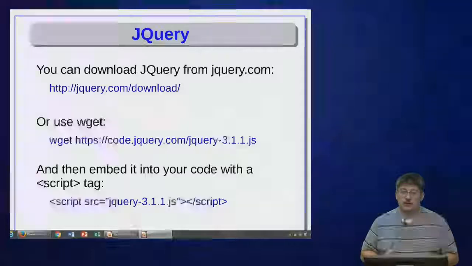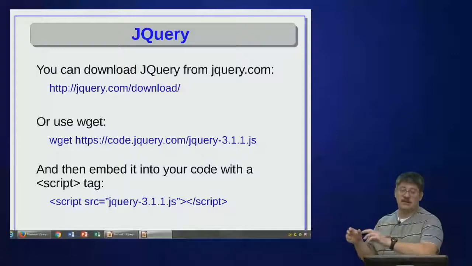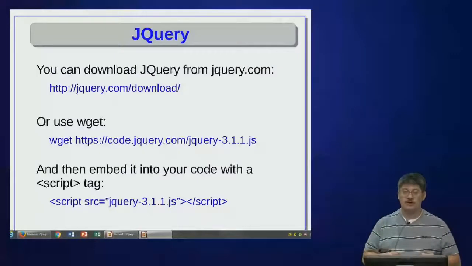Once you've downloaded jQuery, if you want to use it in a web page, you embed it with a script tag, just like you've been embedding your own JavaScript functions, I hope, in Lab 3. You can say script source equals, and then jQuery-3.1.1.js will pull in the latest version of jQuery.